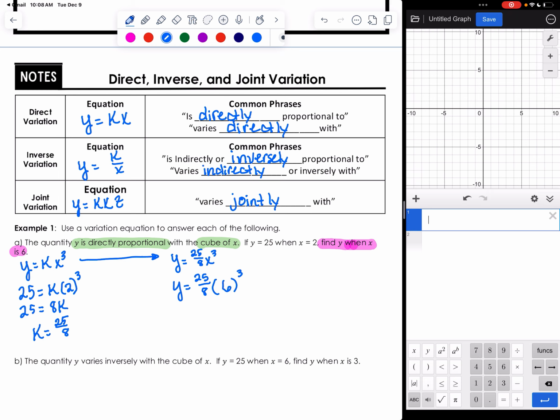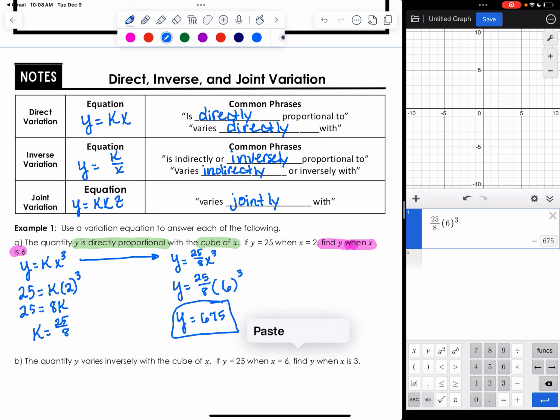Now, I can complete this problem on my calculator. I've got 25/8. And I want to multiply that by 6 to the third power. So y would equal 675.